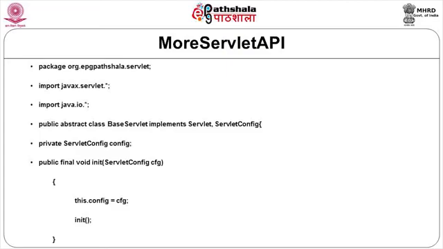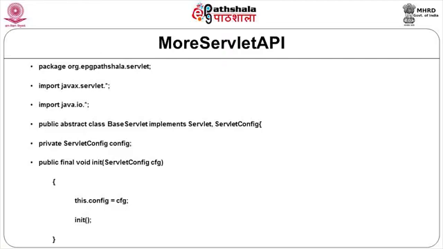Let us give it the same name, init, but without any parameters. So we make the other one a final method: public final void init, with the parameter servlet config. It does two things. First, it initializes the instance variable for config, so it says this dot config equals config. Second, it invokes a method called init, which will not be final.